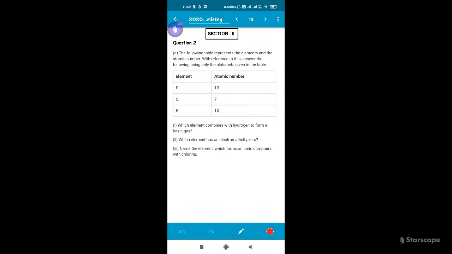Yesterday I posted a video on solving section 1 of the 2020 ICSE chemistry question paper. Today we are going to solve section 2 of the same paper. So let's begin. Number 2.